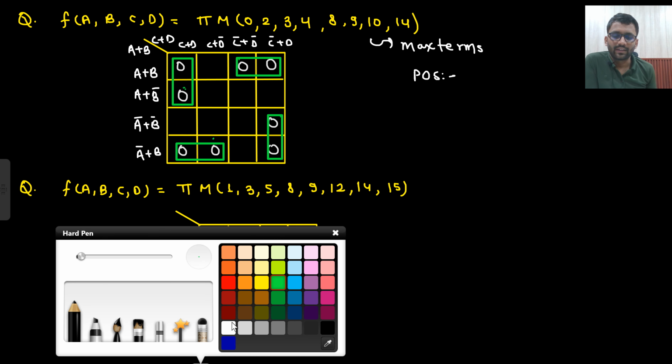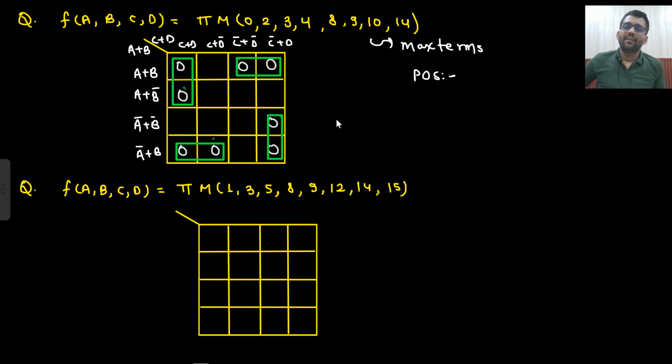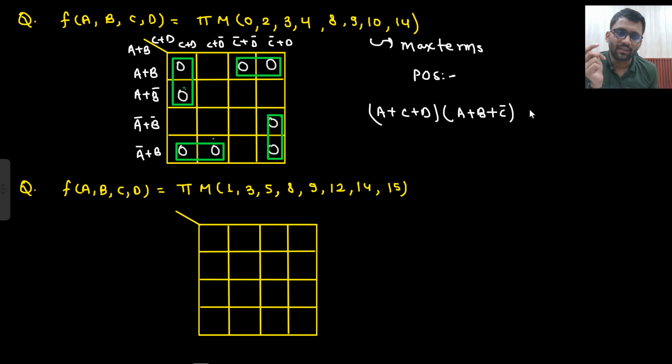So how will I write the form? In this one, a plus c plus d. c plus d is constant, a is constant. So a plus c plus d, into, in this pair, c bar is constant, a plus b is constant. a plus b plus c bar. In this pair, c bar plus d is constant and a bar is constant. So a bar plus c bar plus d bar.